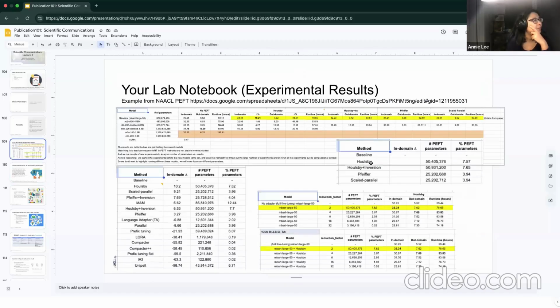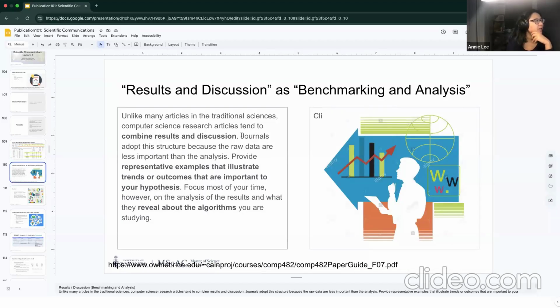Hi, En-Shiun, we're just talking about results. We just started, but we have a spreadsheet and notebook like this, tracking our results.